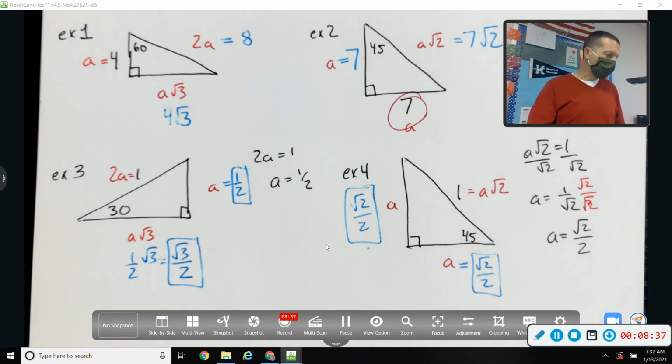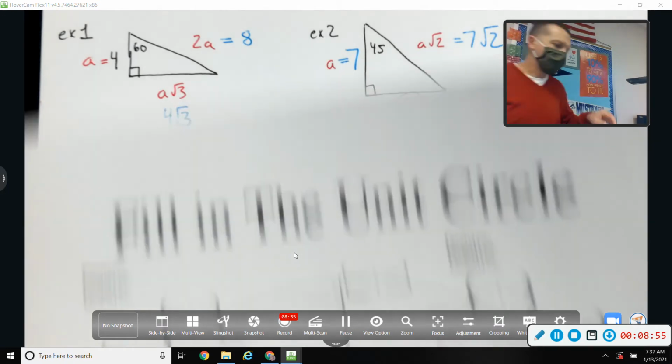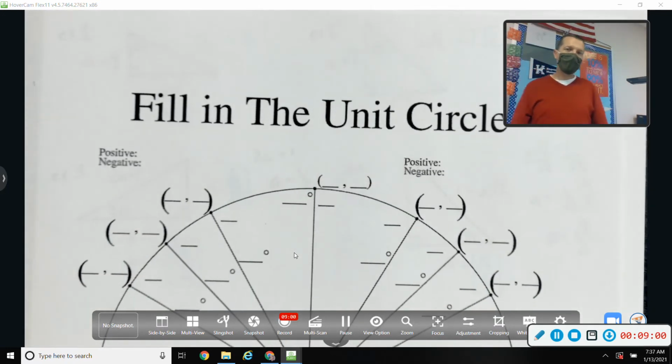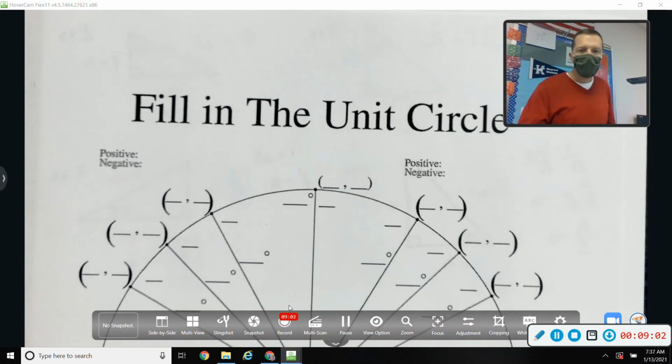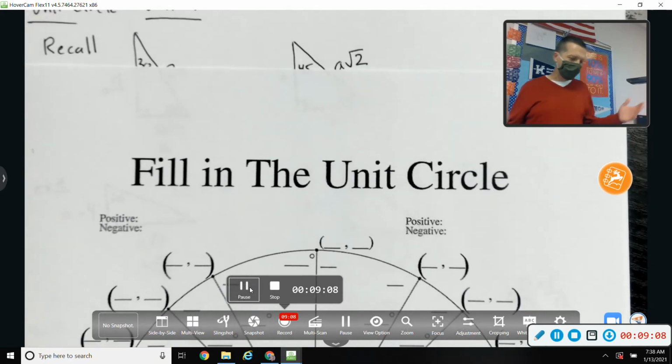Okay, that's sort of the first chunk of information that we'll need to work with the unit circle. The next thing we're going to look at is this worksheet, and I'll give it to you in a minute, but you guys at home need to print out the packet so you can start working on this. Resume. So we'll take a few notes at the top, right? Fill in the unit circle. You don't know how to do that yet.